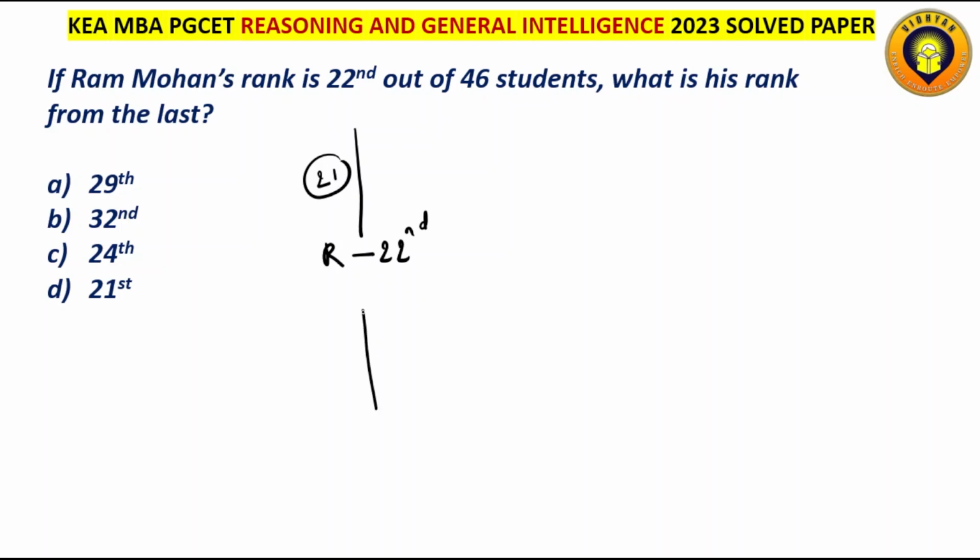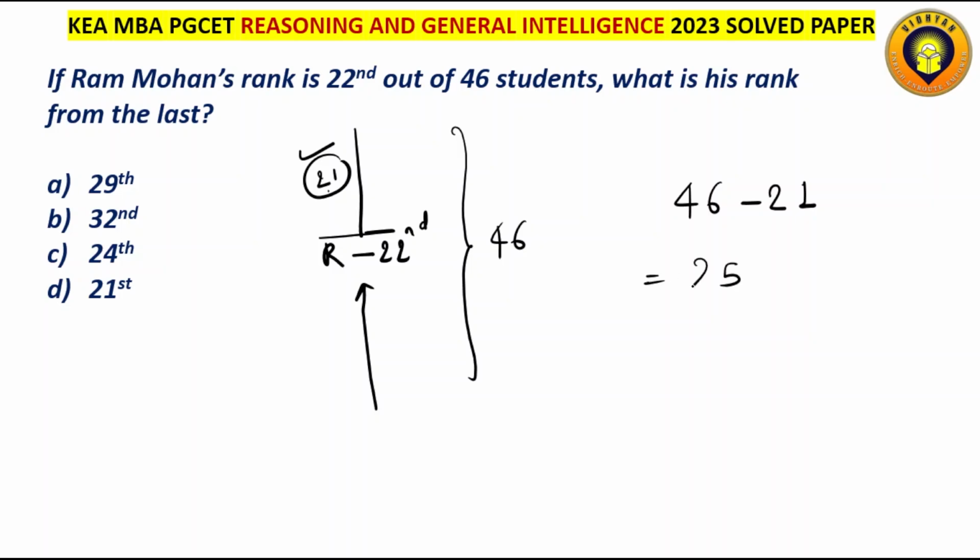So you have to find from the bottom. The total number of students is 46. So 46 minus 21 you do, and you will get Ram's rank from the last, because 21 students are above Ram. So you have to subtract them. 6 minus 1 is 5, 4 minus 2 is 2. 25th. So Ram's position is 25th from the bottom.